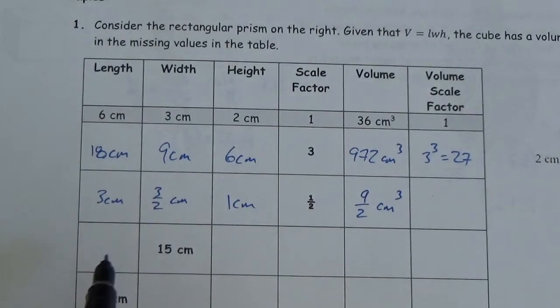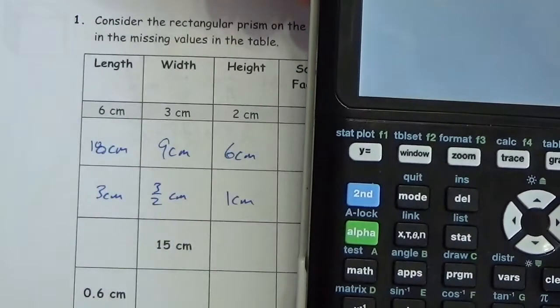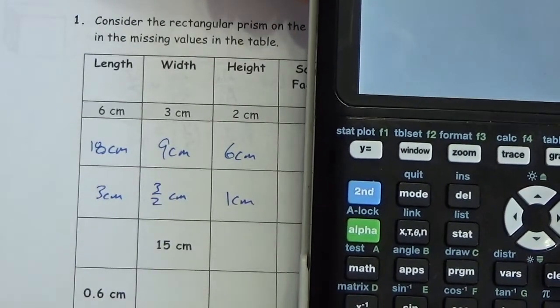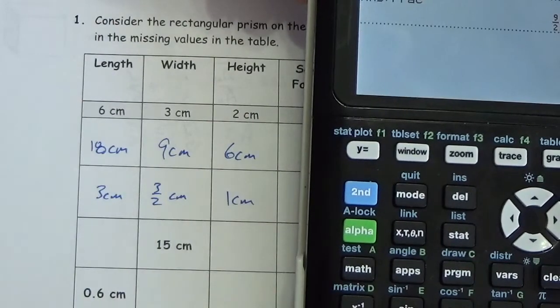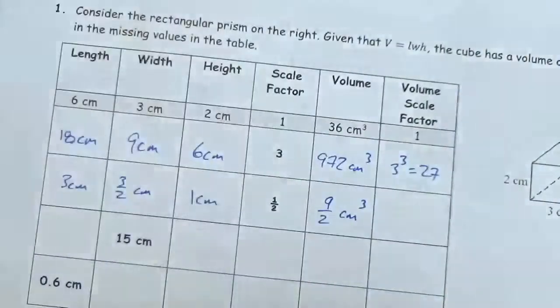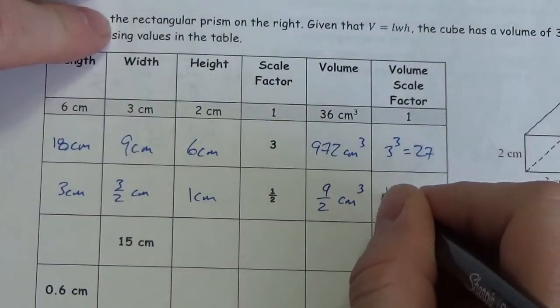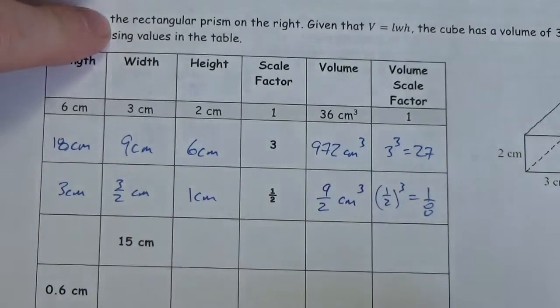Now let's just double check that. Let's just see if that works. What is 3 times 1.5, that's the 3 over 2, times 1? The answer is 4.5. Convert that to a fraction, 9 over 2. So yeah, my volume scale factor here is going to be 1/2 cubed, or 1/8.